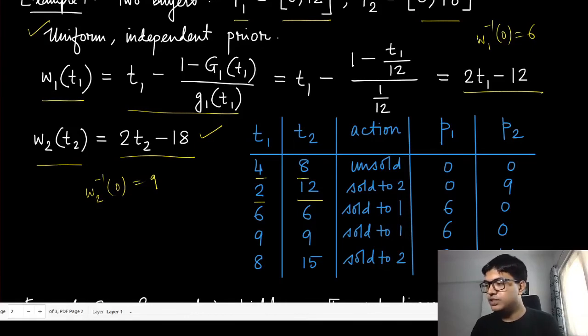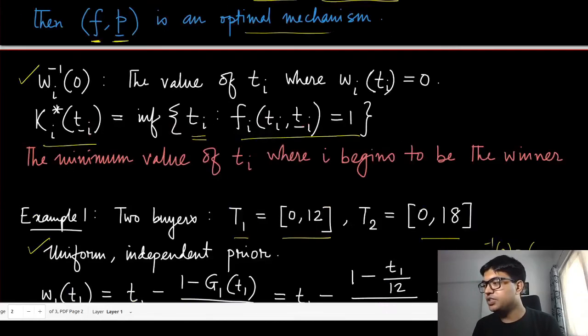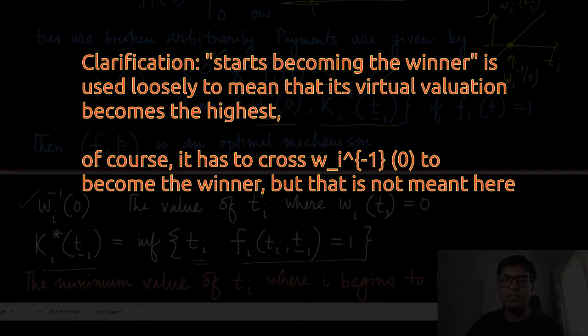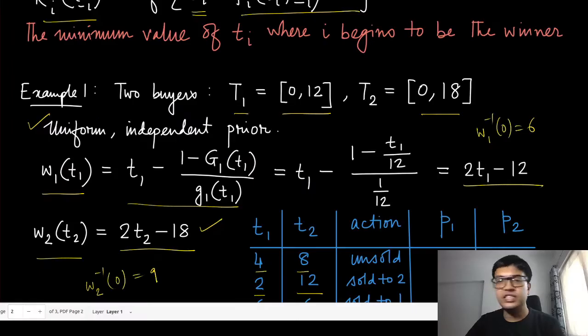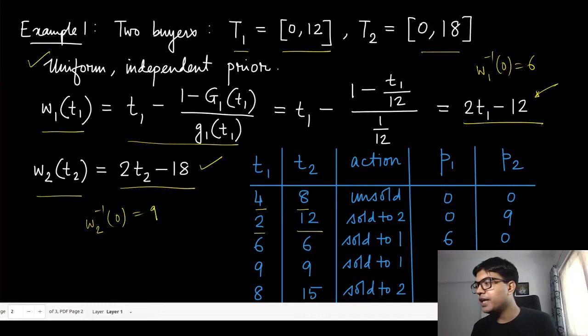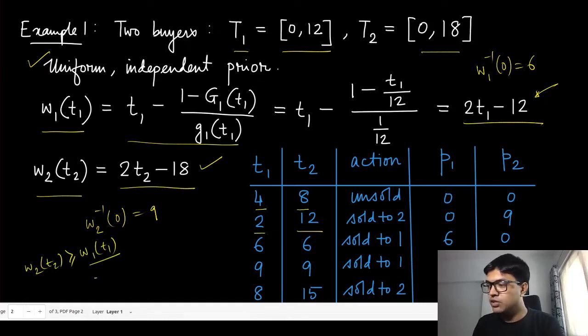Right? So this is 9, and in the other situation, what is the threshold at which it starts becoming the winner? What is that value of t_i star minus i? It turns out that the other agent's virtual valuation is negative. So if you compare the point at which it starts becoming the winner, that is, W2T2 is greater than or equal to W1T1, you will find that this quantity is negative, because it is 2, it will be minus 8.